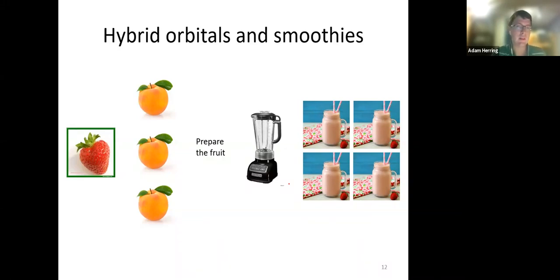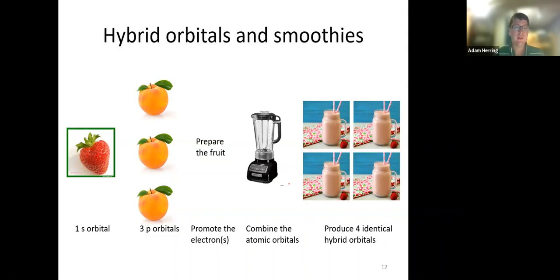So similarly, when we think about the concept of hybridization, we take the orbitals that we started with. We imagine that we promote any electrons that are paired up to higher energy orbitals that are empty, that we combine those atomic orbitals, and that the result is the same number of orbitals, but which are identical to each other. In this case, when we have 1 s and 3 p orbitals, that produces 4 orbitals that are each sp3.